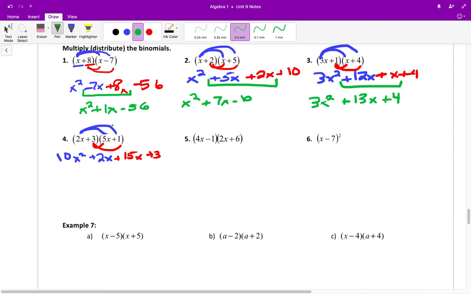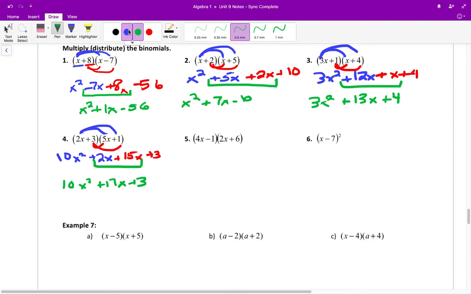And then again, in the middle is where you can add some stuff together. So the 10x squared first doesn't change, nothing to add it with. But 2 plus 15 would be a plus 17x. And then the plus 3 that's at the very end just has to stay there. Here would be your final answer.